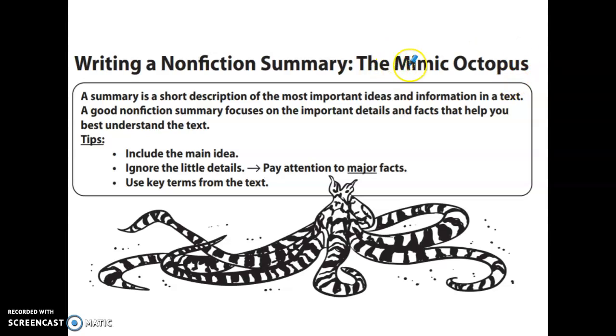So one more time. A summary is a short description of the most important ideas. A good nonfiction summary focuses on the important details and facts and needs the main idea, ignore the little details, and use key terms from the text.